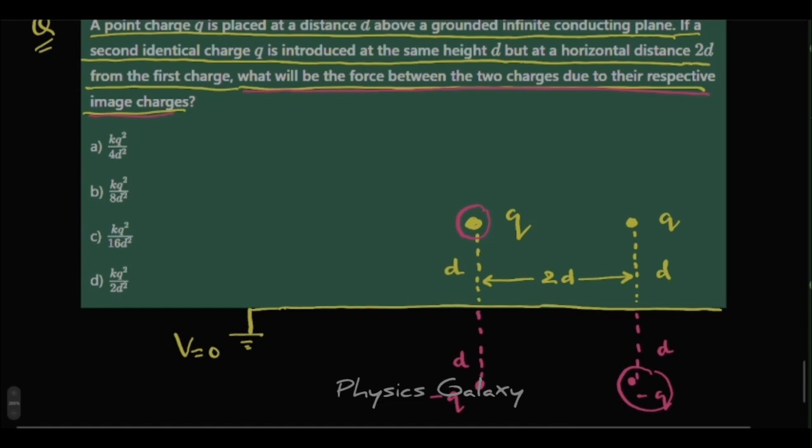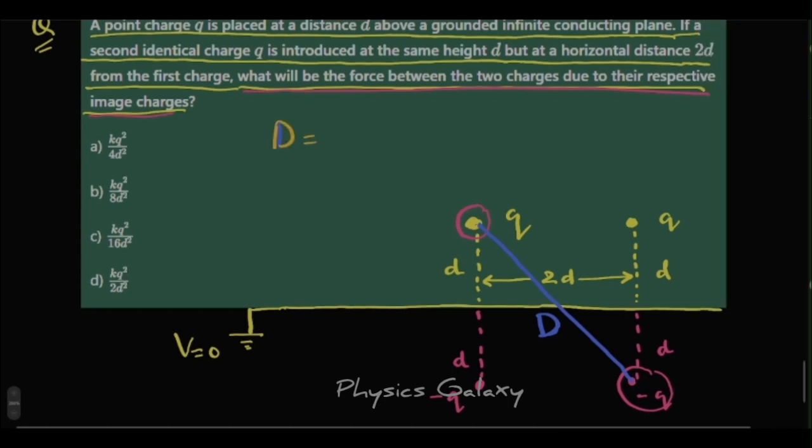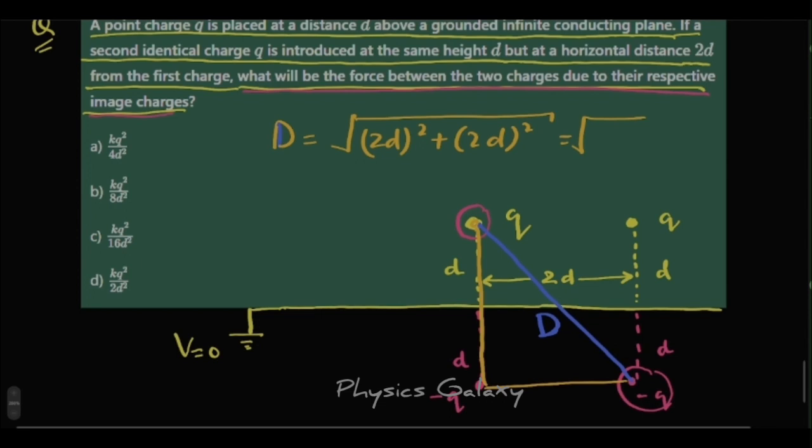Now we know this distance, it is capital D. Capital D equals the distance from this real charge to the image charge of the second charge. That will be the square root of 2d whole square plus 2d whole square, which equals the square root of 4d square plus 4d square, that is root of 8d square. We can simply write 2 root 2 d.